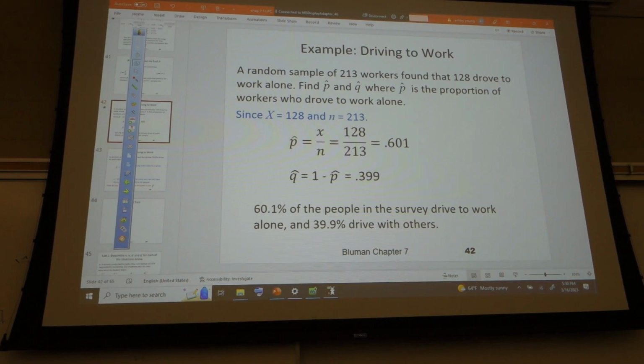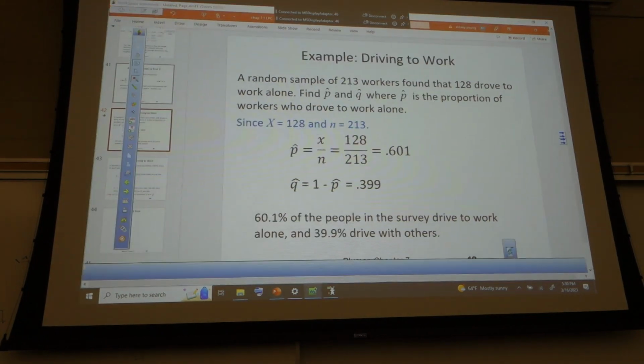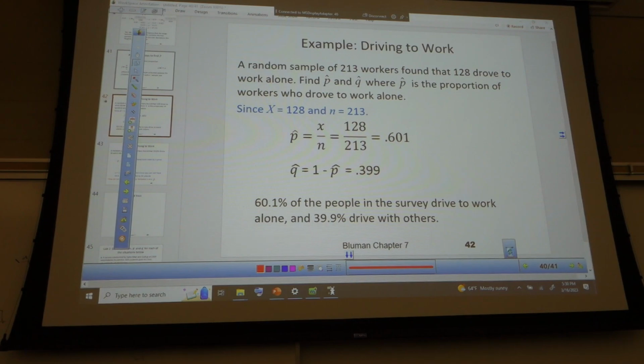So here is an example. Driving to work. A random sample of 213 workers found that 128 drove to work alone. Find p hat and q hat, where p hat is the proportion of workers who drove to work alone. All right, so here my sample of is my n. Whenever you see the words sample of, that's your n.